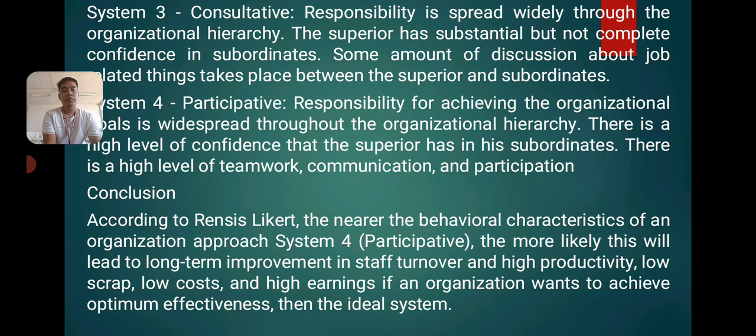System 4, participative. Responsibility for achieving the organizational goals is widely spread throughout the organization. There is a high level of confidence that the superior has in his subordinates.